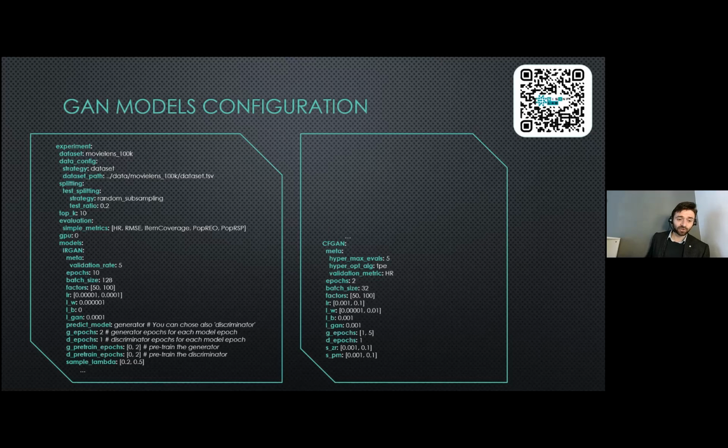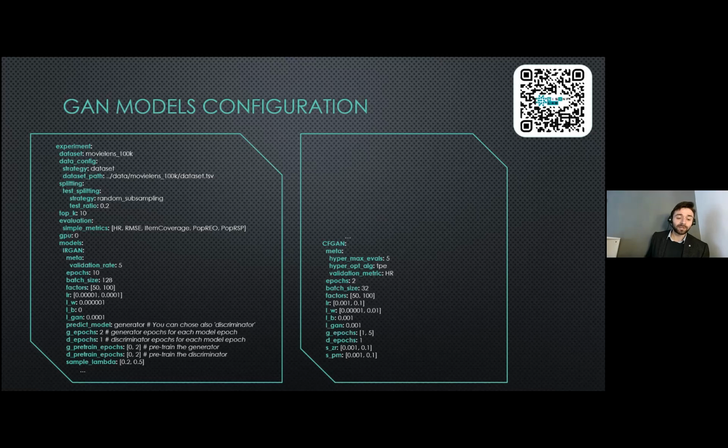We are exploring a search space by specifying two types of factors, 50 and 100, and two types of learning rate. We are using the generator as the prediction model, because we could also use the discriminator. For each epoch, we have two training inputs for the generator and one for the discriminator. Since we don't know if the pre-training strategies of both generator and discriminator are useful, we have also selected the possibility to pre-train or not pre-train the generator and the discriminator for two epochs.